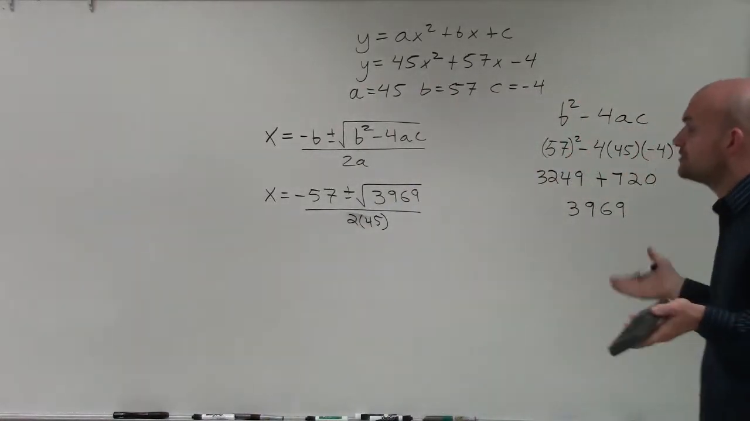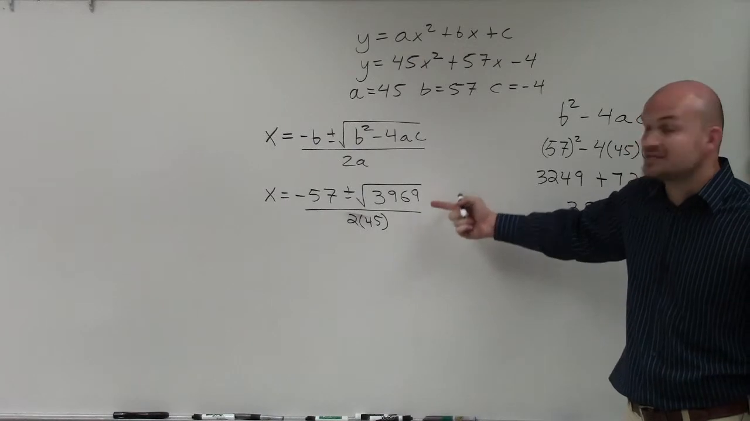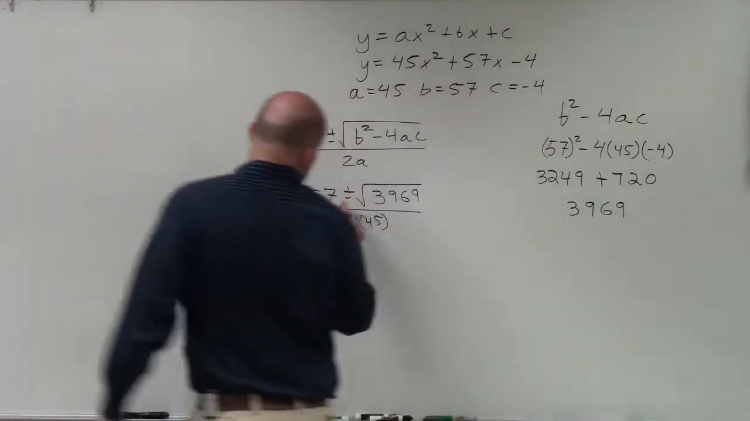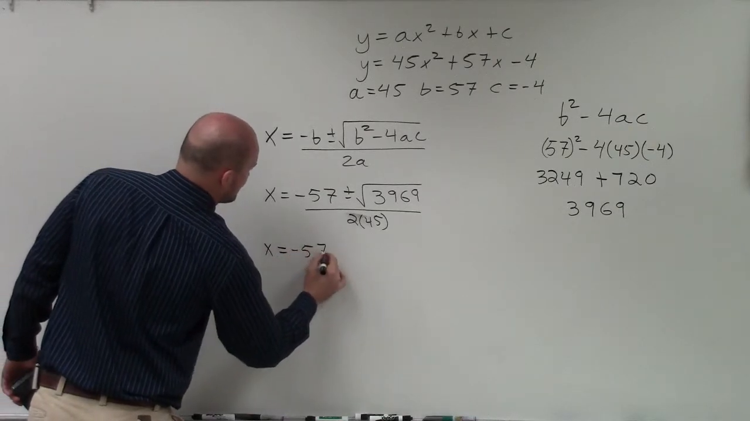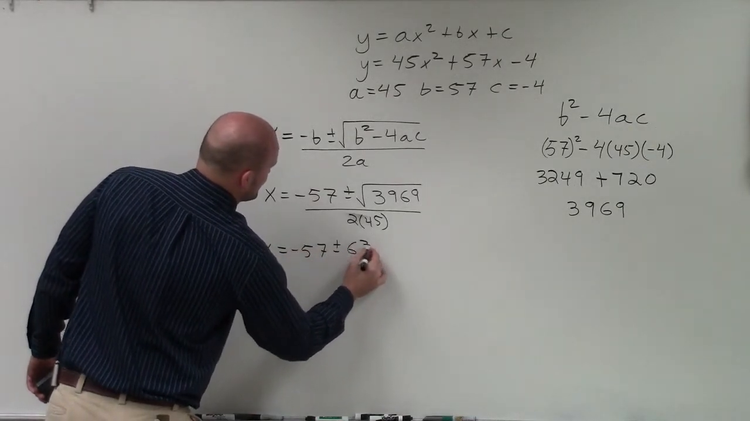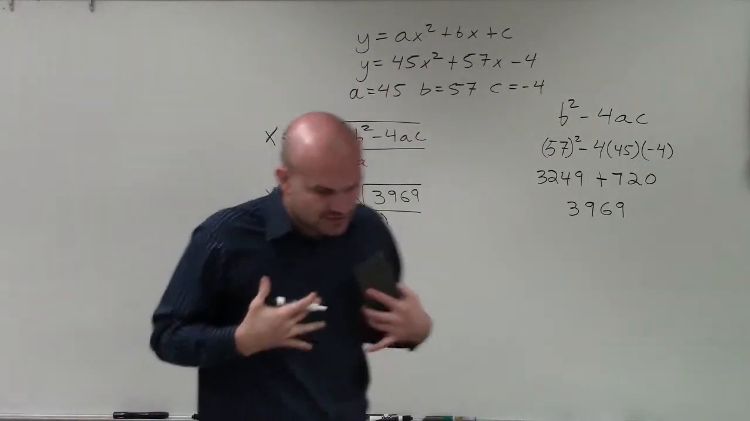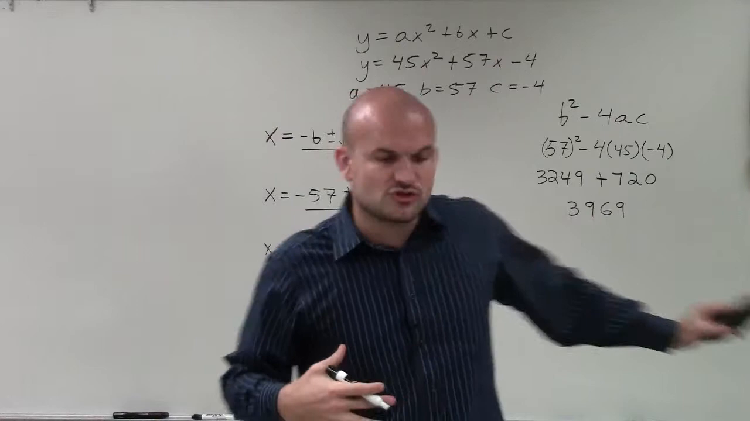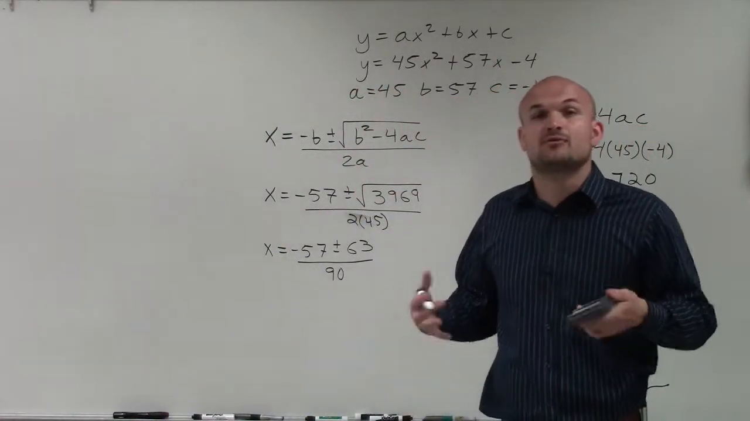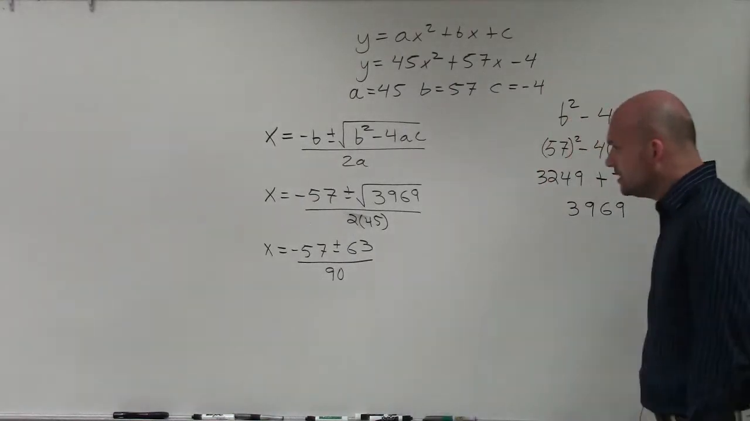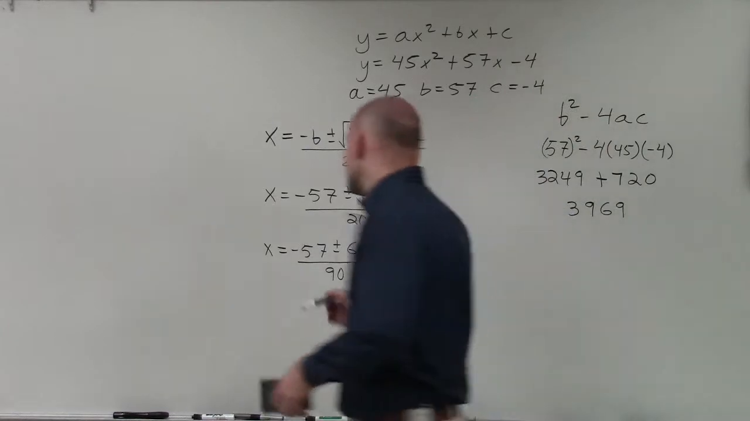Okay, so now you can see I just plugged in all those numbers, and now let's go ahead and simplify to find our exact solutions. As I told you, the square root of 3,969 is 63. We already have included the positive and the negative, so I have negative 57 plus or minus 63 divided by 90. What was so important about this is if we could not take the square root into an integer, then this would still have had two real solutions, but they would have been irrational.